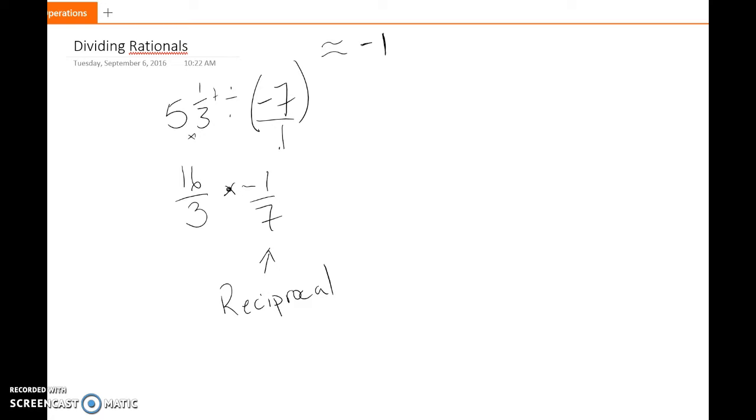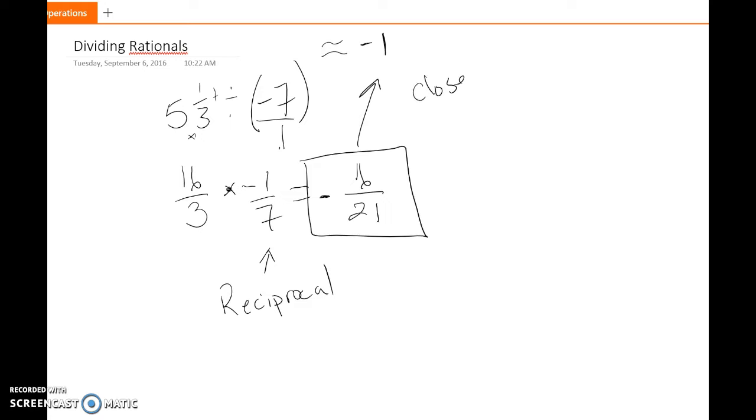So now I can multiply straight across. I'm going to look for cross simplification. I can't do it. 16 times -1 is -16 over 3 times 7, 21. So -16 over 21. I compare to my estimation. They're close. Yep, they're close. Yay, I'm super happy. Good for me. All right, let's do another one.